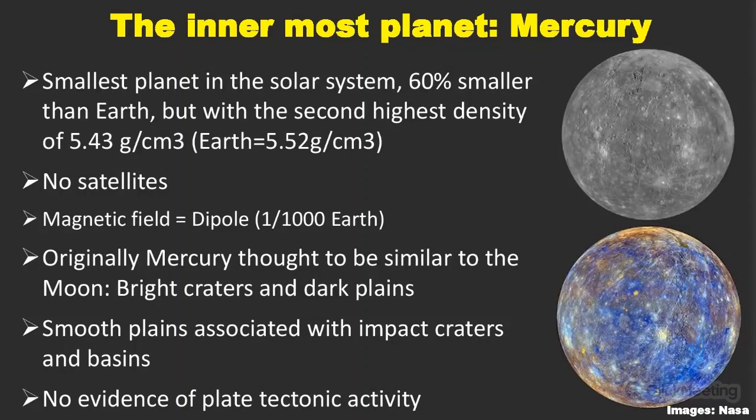Then we start with Mercury. Here I have just listed a few of the basic characteristics of this planet. This is the smallest planet in our solar system, almost 60% smaller than Earth, and it is comparable to our satellite Moon in size. But very interestingly, it's the second highest dense planet of our solar system, just a little less than our own Earth.